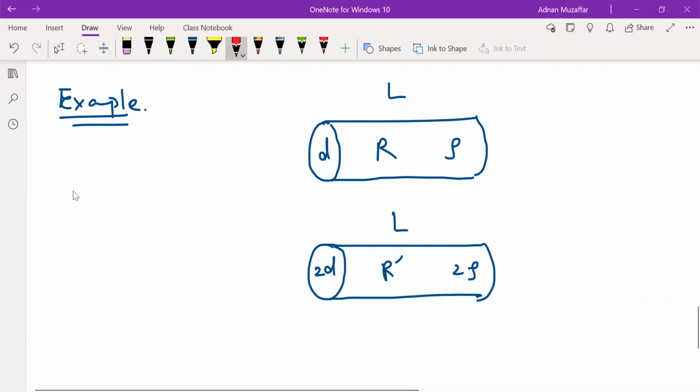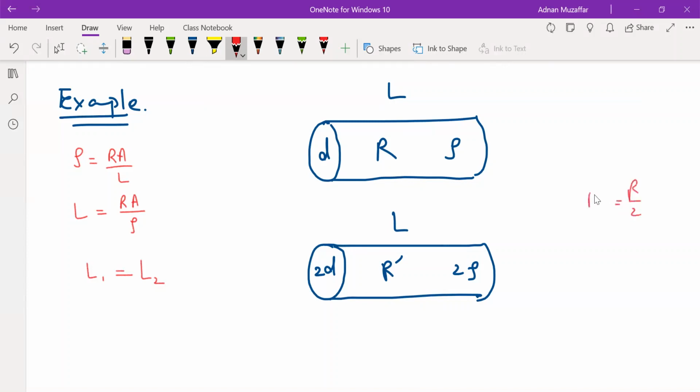Be quick. So the resistivity formula is R equals rho L over A. What should I do? I should make L the subject of the formula, so it should be RA over rho. For example, L1 equals L2 because the length is the same, so I can equate the two lengths. So I'm getting R by 2. Answer is R by 2. Not sure.